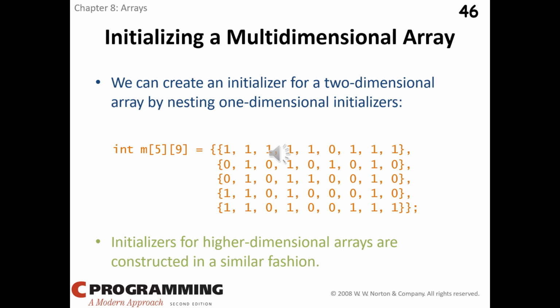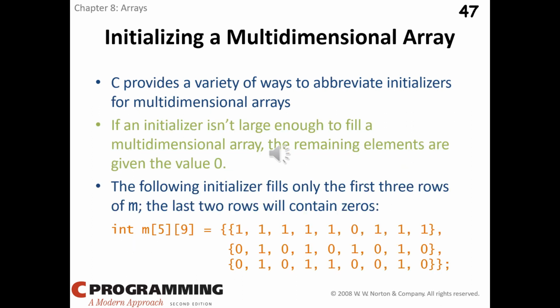By nesting these one-dimensional initializers within the larger set of curly braces, we can easily construct our two-dimensional array. This approach works similarly for higher dimensional arrays too, making it a convenient way to initialize arrays of any dimension. In programming, there are clever shortcuts to fill in arrays quickly, especially for arrays with many dimensions. It's like finding a faster way to fill a large grid with numbers.